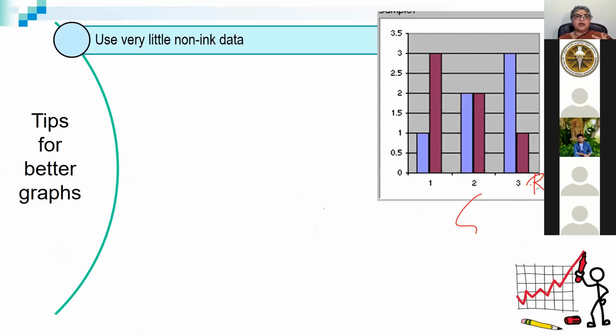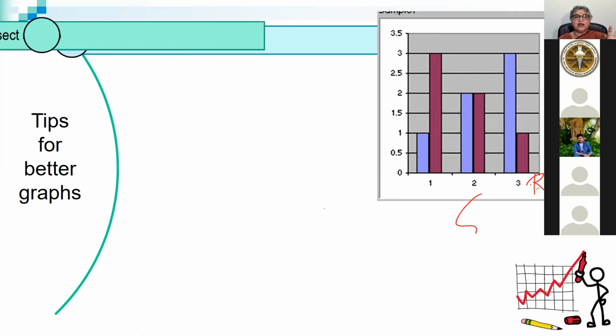So, tips for better graphs: use very little non-ink data. And what do I mean by non-ink data? This is non-ink data, where this axis is put very boldly, it is all in gray color. So you should have a minimum of this. Plus, if the graph is ending here, this is okay. But sometimes the graph will end here and the tick marks will go on for another 3 or 4 units. So that is meant by non-ink data. Use very little non-ink data.